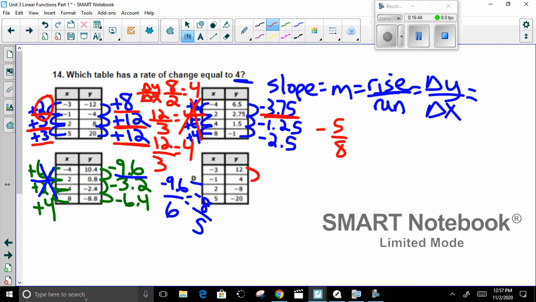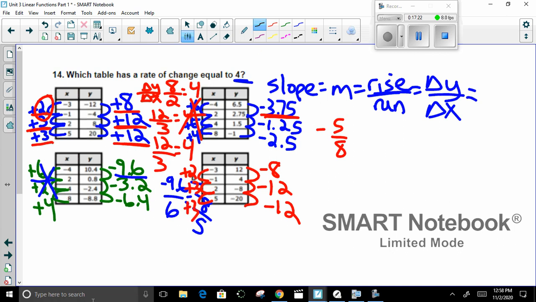Very last one, let's prove why it's not that. 12 to 4, I'm subtracting 8. 4 to negative 8, I'm subtracting 12. And negative 8 to negative 20, I'm subtracting 12. On my x, negative 3 to negative 1, I'm adding 2. Negative 1 to 2, looks like I'm adding 3. And 2 to 5, what am I adding there? 3?